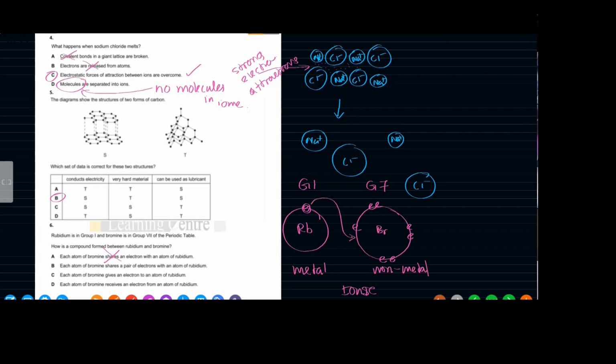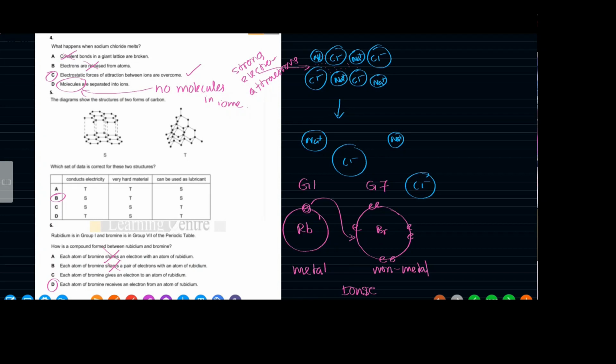Rubidium is going to give electrons fully, transferring electrons, right? Each atom of bromine shares. Shares, that's wrong, right? Each atom of bromine gives an electron to an atom of rubidium. No, the other way around. Bromine is a non-metal. It is going to get the electron. Right? Each atom of bromine receives an electron from the atom of rubidium. Then the answer is D.